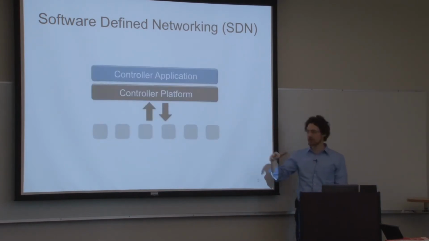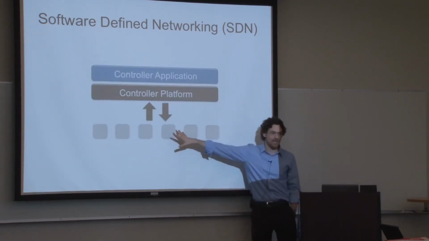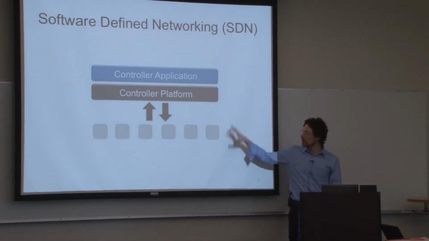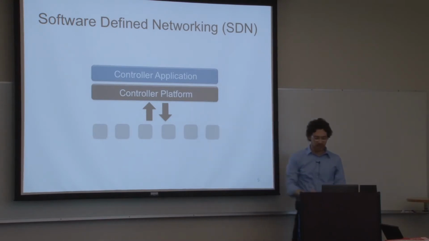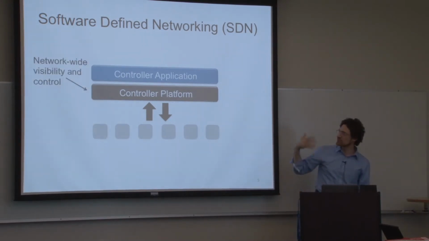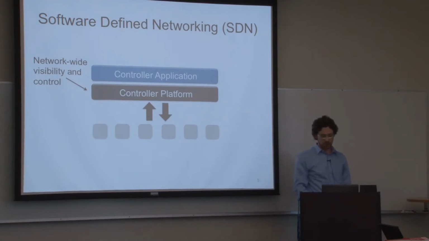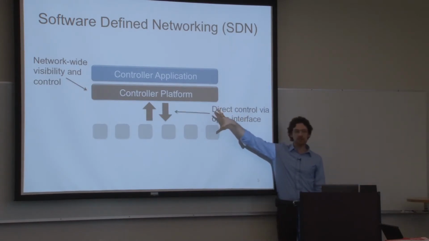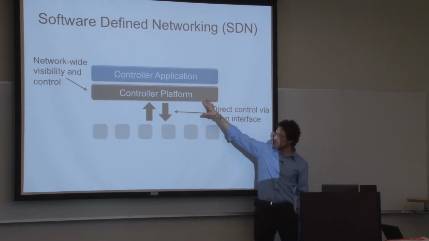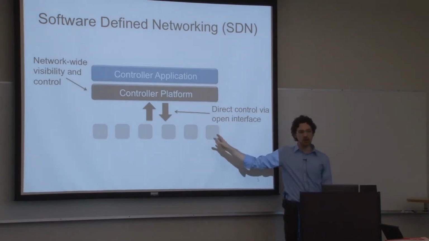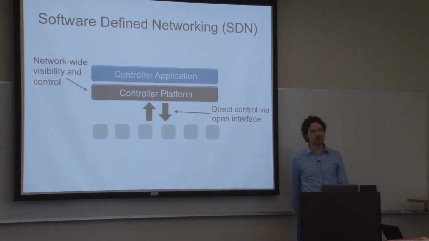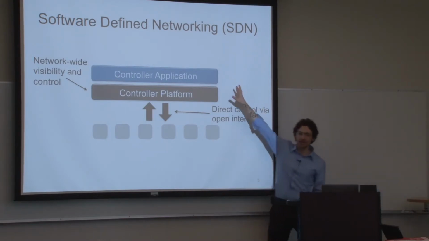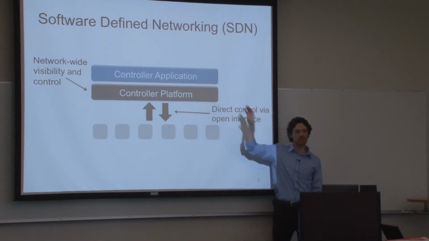Software-defined networking basically takes this and says, OK, we have these packet processors, these switches in our network. We're going to introduce a controller platform that talks to those switches. The controller platform gives us this nice network-wide visibility and control. The communication between the controller platform and the switches, which allows the controller platform to modify these hardware flow tables, is some kind of direct control via an open interface. OpenFlow has become the de facto standard for doing this kind of thing. And of course, you have some kind of application that's actually running on this controller platform.